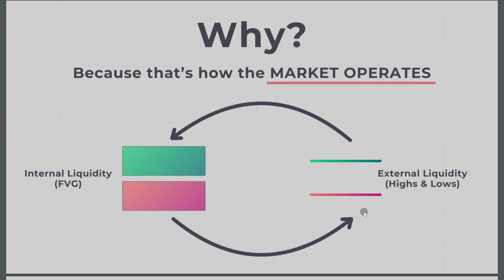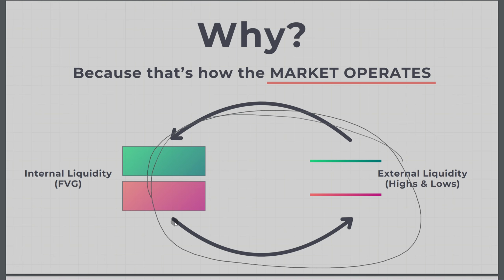Now the question comes, why am I only focusing on the rectangles and lines? Because that's how the market operates, or at least that's how I see it, most of the time. We can see that price moves in two directions and two ways. The first one is from an internal liquidity, which is a fair value gap, and then moves from fair value gap to external liquidity, highs and lows. And the cycle goes on like this, so it never stops.